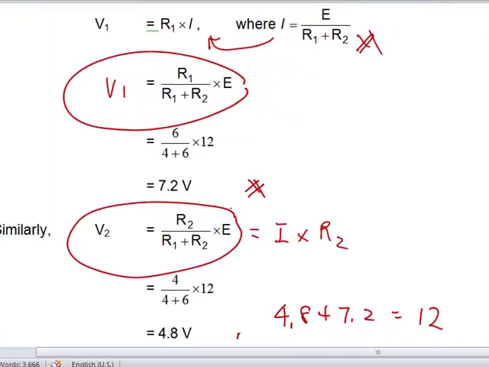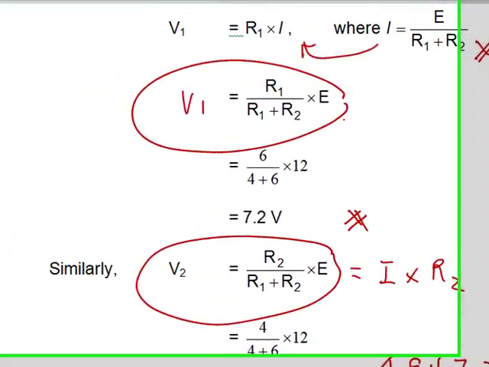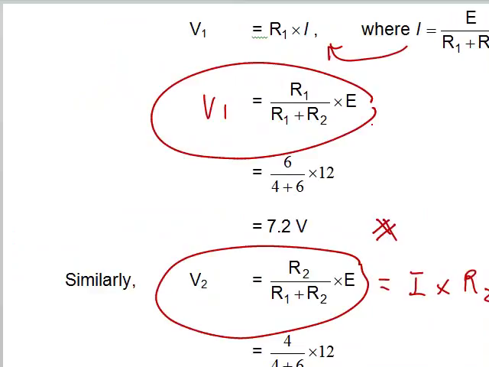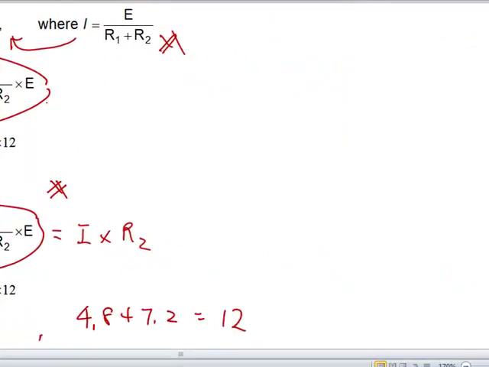Now, what's important about this simple problem is this equation here, which I'm circling now. As you can see from here, V1 is calculated from the ratio of R1 over the total resistance, and V2 is calculated from the ratio of R2 to the total resistance. Okay, so you can recognize this equation easily.